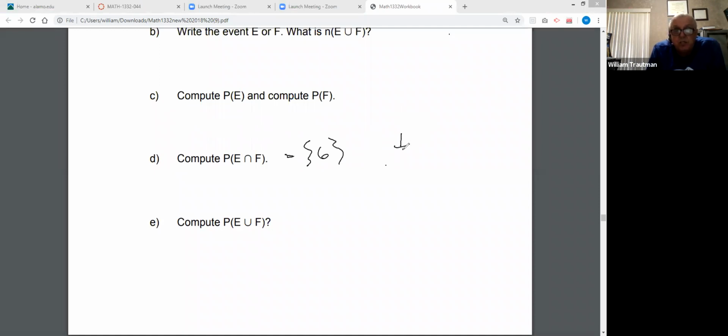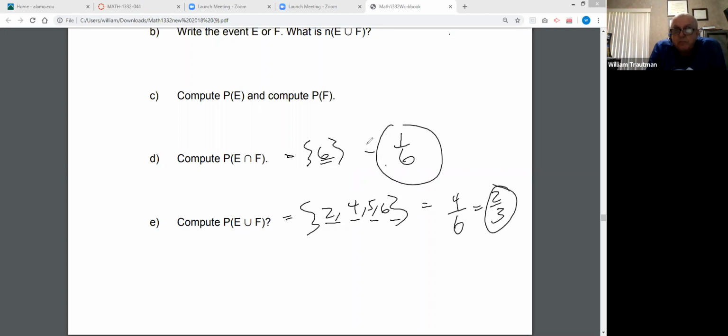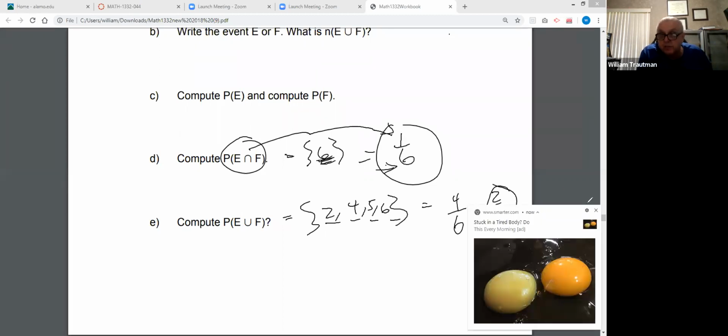The answer was 1 out of 6. There's only one number out of 6. For the probability of E union F, we had 2, 4, 5, and 6. That's what we got previously, the union of those two. So we have 4 answers out of 6, which reduces to 2/3. So you always look at, this is the desired outcome, that's on top. There's only one answer there, and then the bottom is the total outcomes possible. There's 6 outcomes possible: 1, 2, 3, 4, 5, 6.